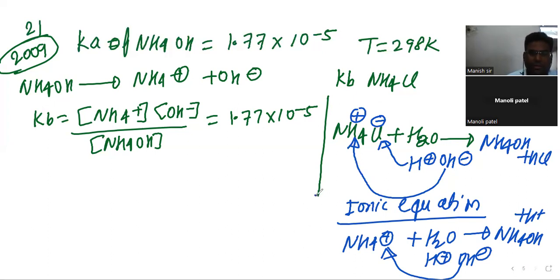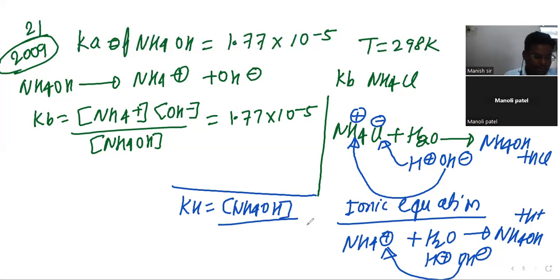So the hydrolysis constant of this reaction can be written as Kh is equal to the concentration of NH4OH and H plus divided by NH4 plus. Now multiply and divide by OH minus. So what will you get? This equation, only this equation.